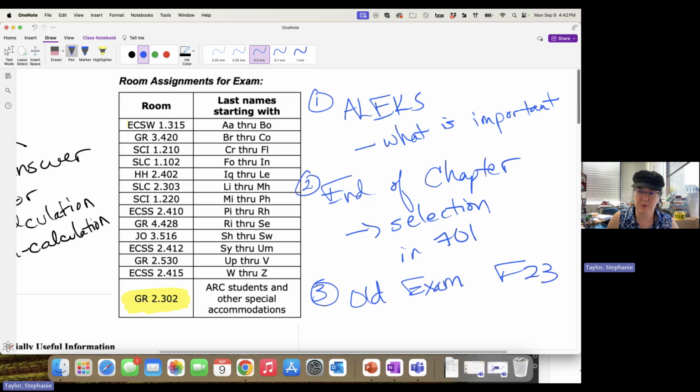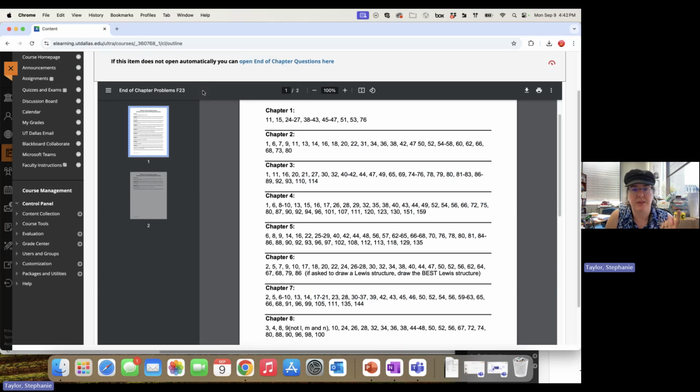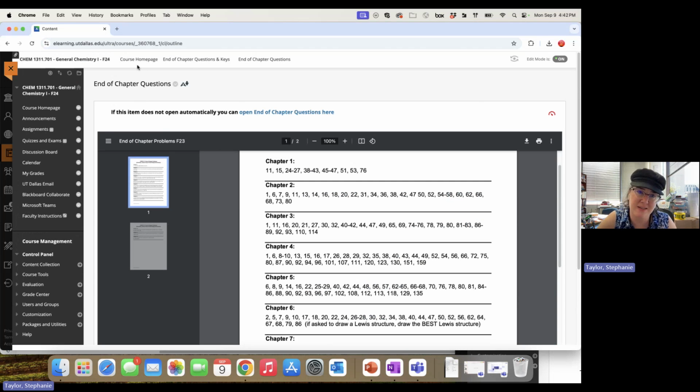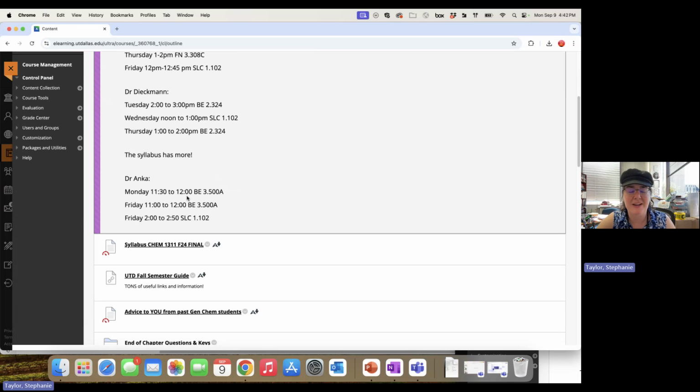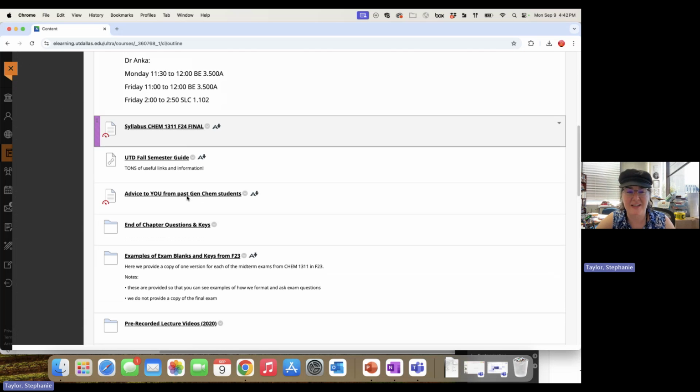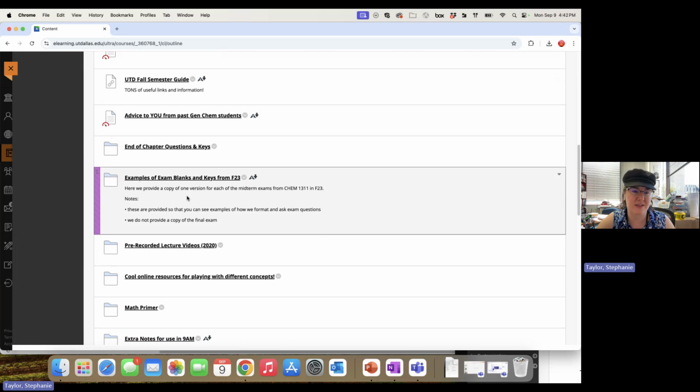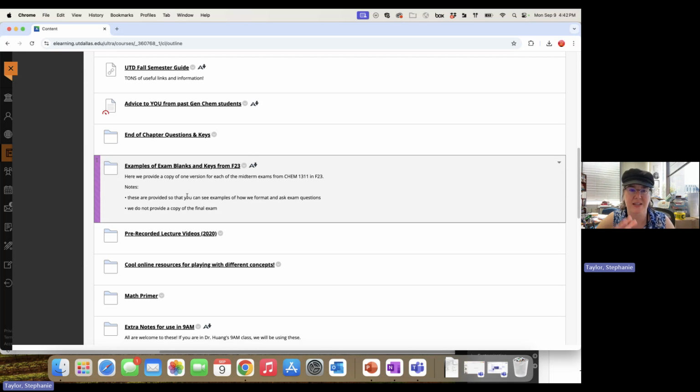You guys have the fall 23. So I'm going to show you where that is. I'm still in the 701 section. Wouldn't you know it? I know that a lot of this is likely duplicated in some of y'all's individual sections, but this way y'all can see it in the 701 section where everybody has access to it, and we don't have to play the game of it's somewhere in Dr. Taylor's section. No, everybody has these examples of exam blanks and keys.